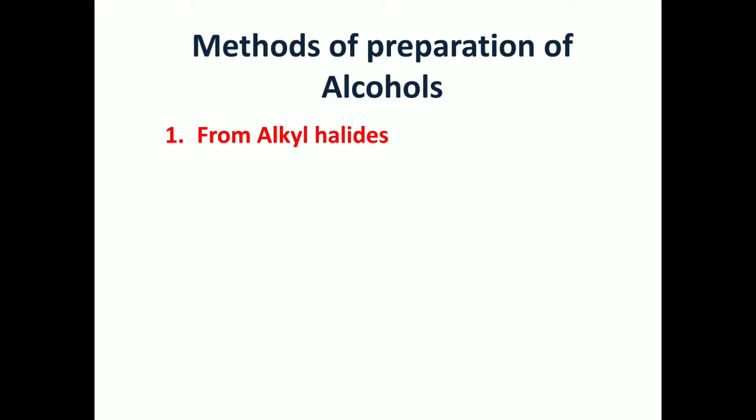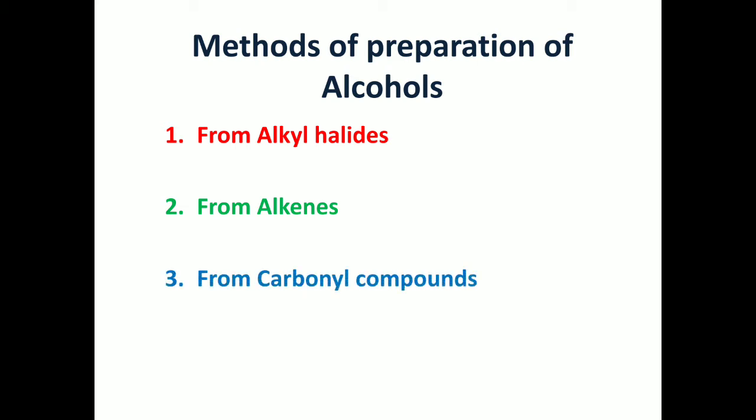The next method is that we can prepare alcohol from alkenes. Next, we can easily prepare alcohols from carbonyl compounds like aldehyde, ketone, or carboxylic acid by doing a reduction process on them. And the last one is that we can prepare alcohol from Grignard reagent. So primary, secondary and tertiary alcohols can be prepared by using these methods.